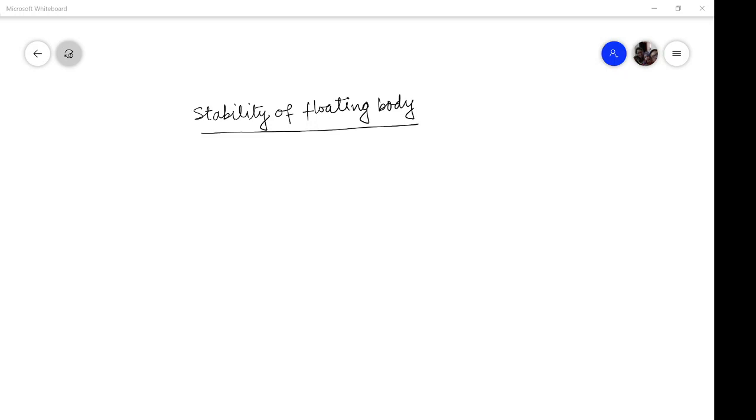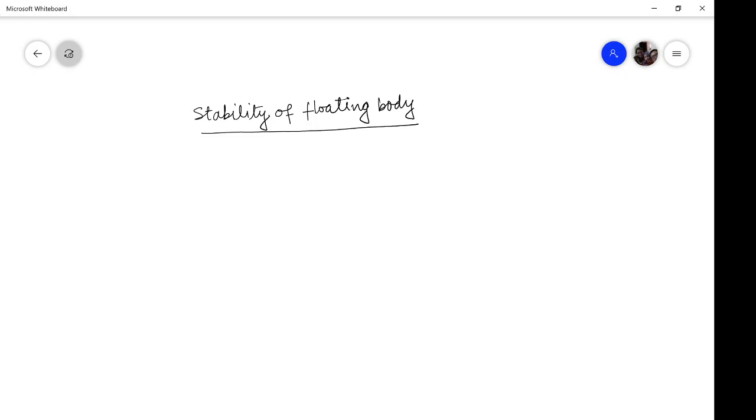Today I will be discussing with you the stability of floating bodies. So first thing first is, when will a body float in water, let us say, or any fluid? The body will float when the density of that particular body is lower than the density of the fluid on which that particular body is kept.